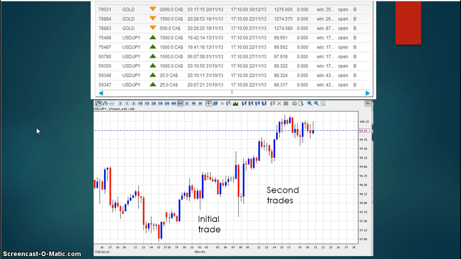I'm showing you a chart of the two assets we mostly traded: the dollar yen and gold. We took them opposite each other. Here I'm referring to the trades we took on the dollar yen. As you can see, we have 1, 2, 3, 4 open trades. Don't notice these two; they were just test trades. Each trade is 1,000 Canadian dollars.